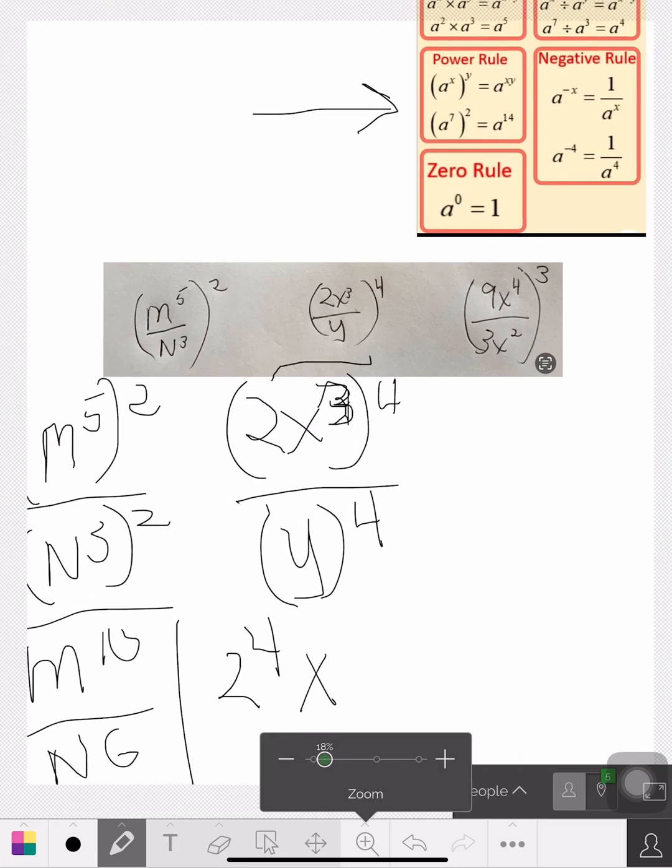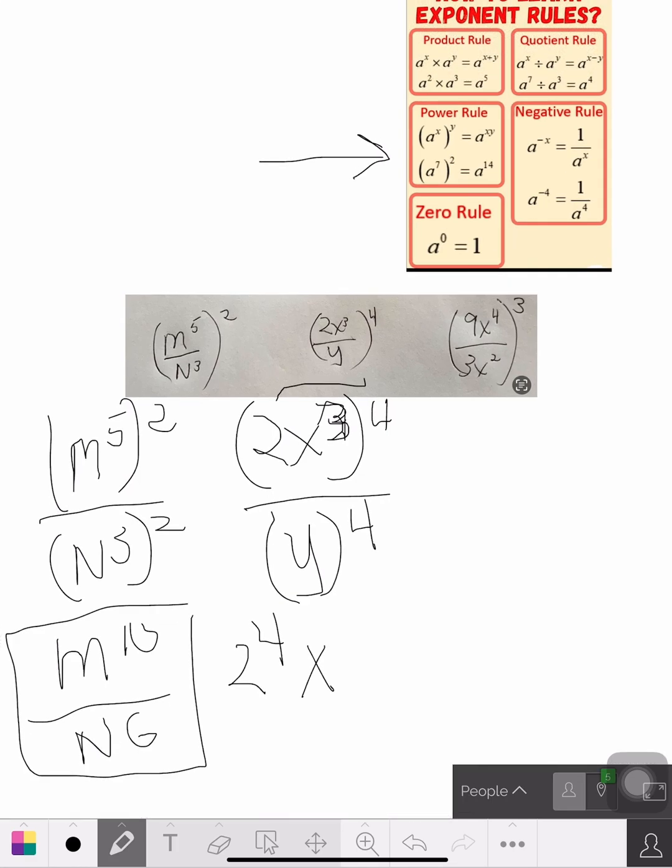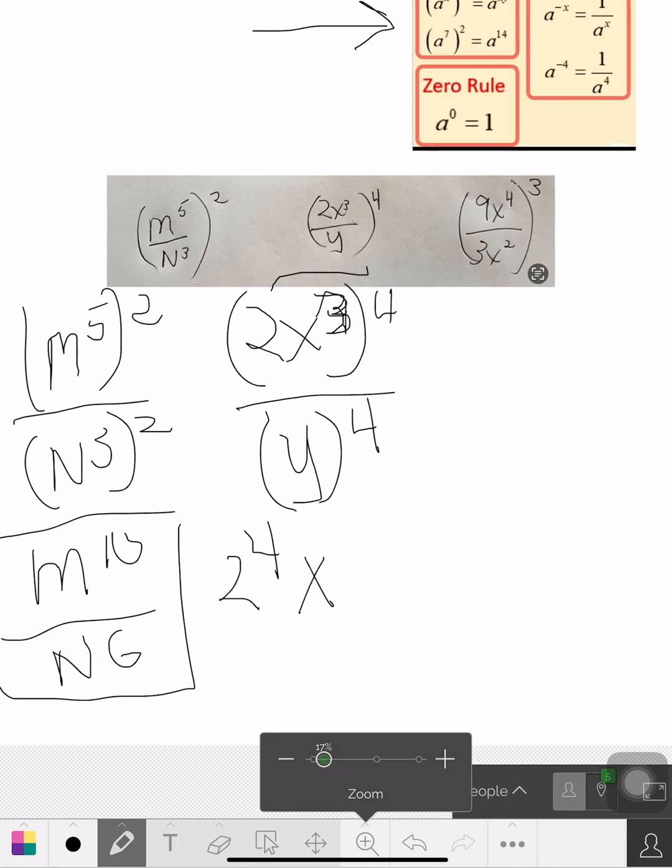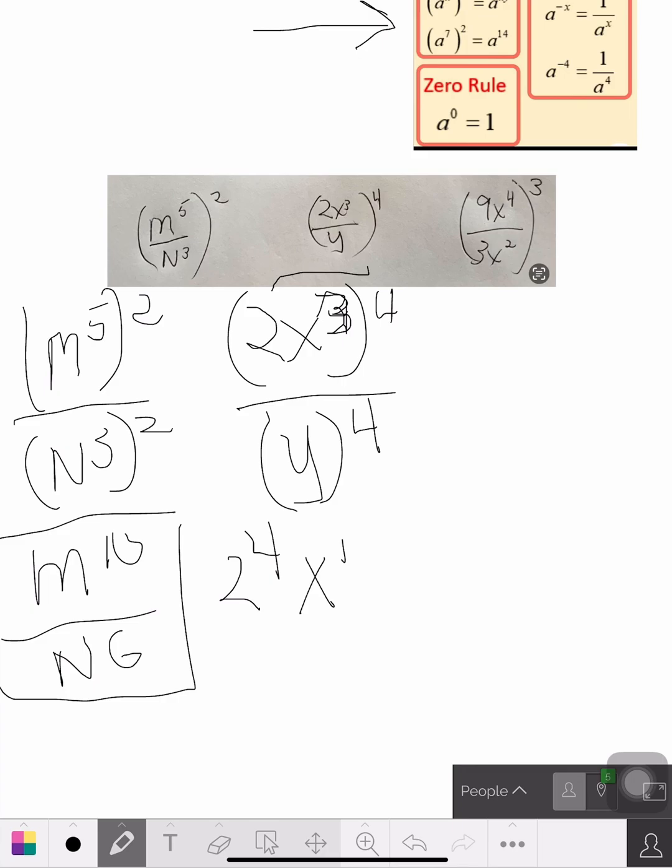Now, what does it say you do here? It says you multiply them, okay? So it's 3 times 4 is 12. Now, over y, which was y to the 1st in reality, now it's y to the 4th. And that's your answer. Just like this.